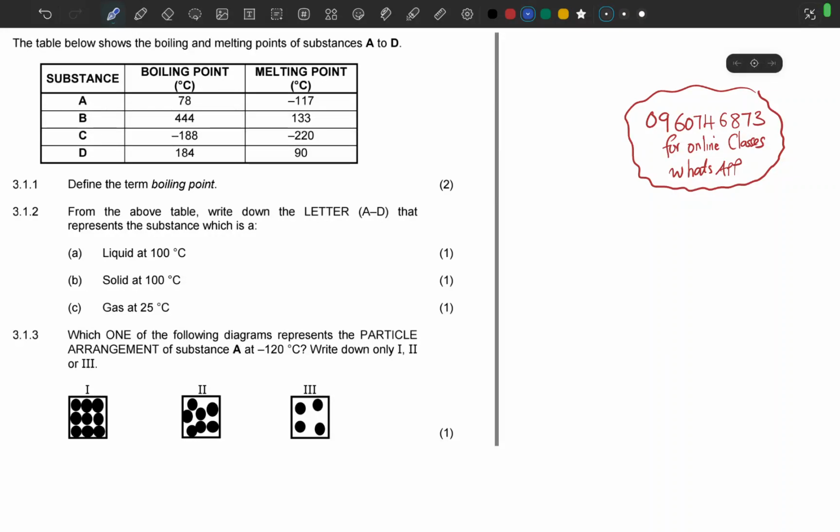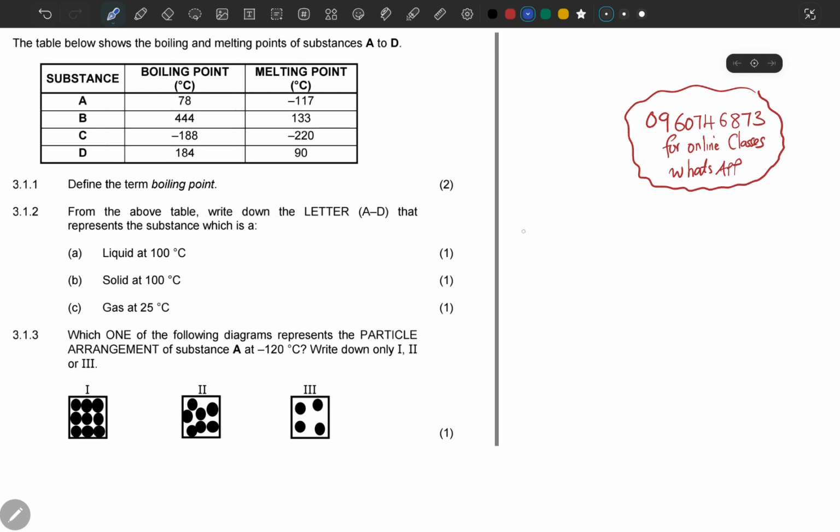Chemistry takers, come closer. We have a question that says that the table below shows the boiling and the melting points of substances A to D. You can see the boiling and the melting points. Clear? Next, define the term boiling point.